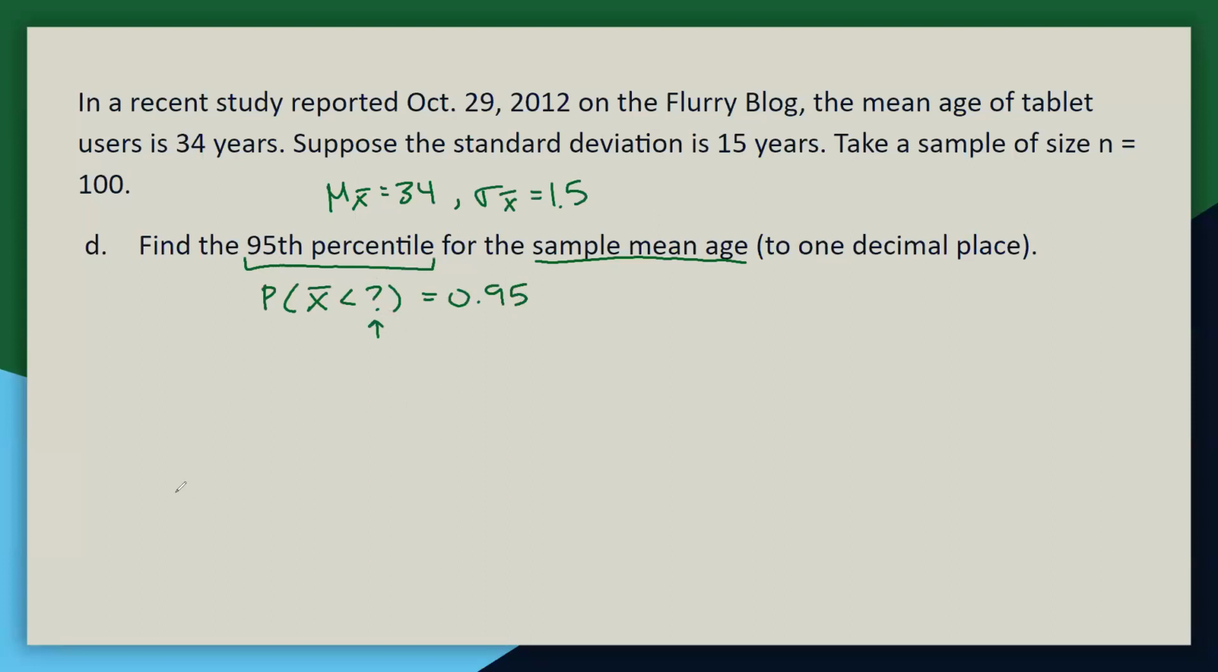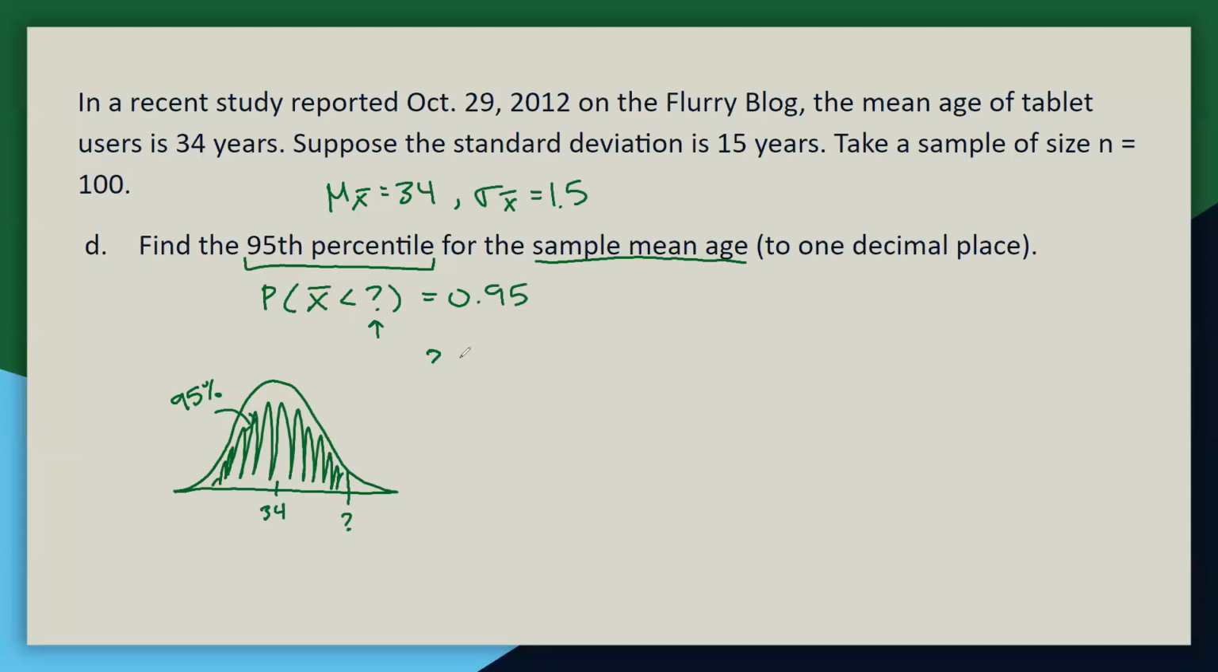So first we're going to draw a picture. Here's our mean of 34. We want to mark off 95%. So this represents 95% of the curve. And we learned in one of our earlier videos that when we have the probability and we want that boundary value, we use inverse norm.